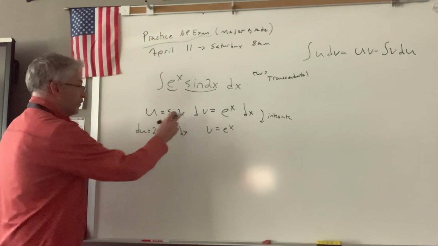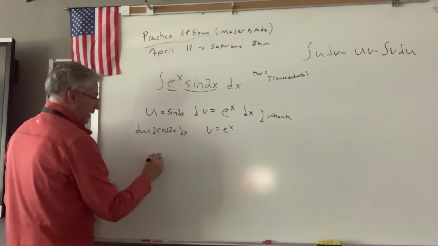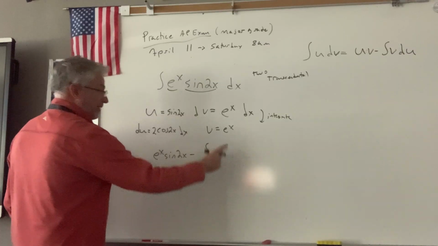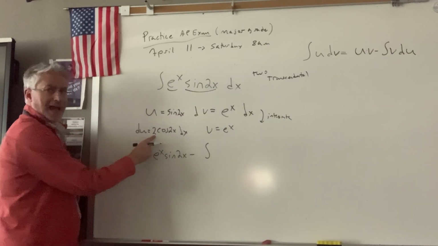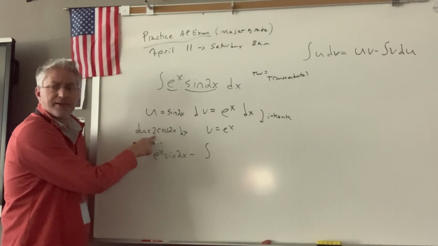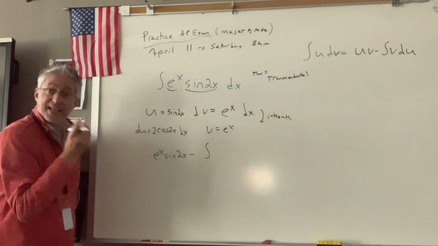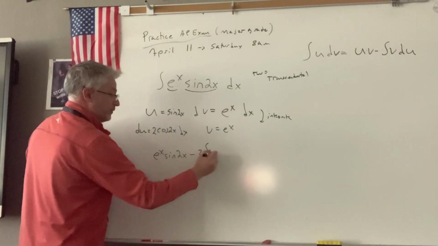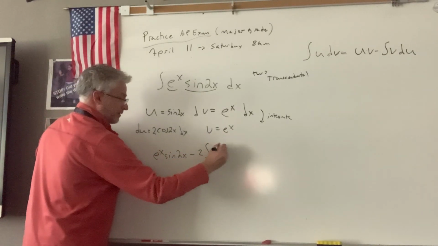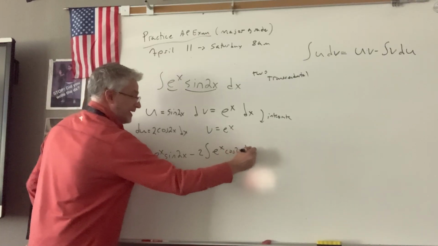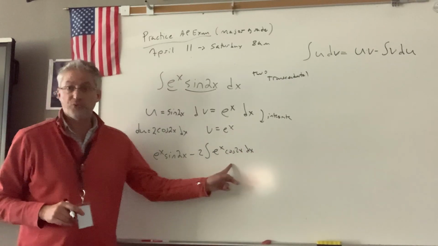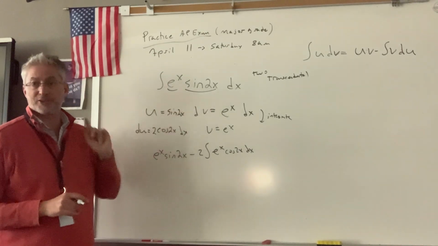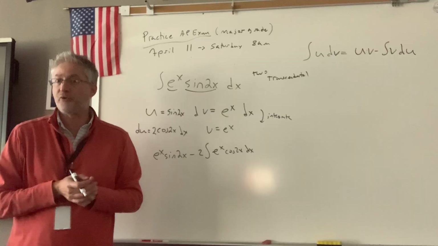And when we do this, u times v, we get e to the x sine 2x minus the antiderivative of v times du. There's a 2 here, it's a constant. It gets confusing with constants on these, so I just like to factor them outside my integral. 2, and I'm left with e to the x cosine 2x dx. Now notice I wrote this in a particular way. I wrote in the same pattern, my exponential and my trig function. That's to keep it simple for me.